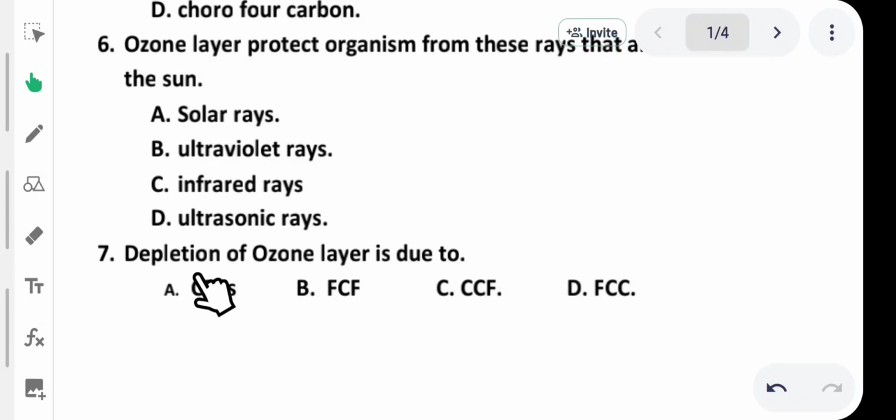Seventh question: depletion of the ozone layer is due to CFCs, FCF, CCF, FCC. Here the answer is CFCs. That is option A.